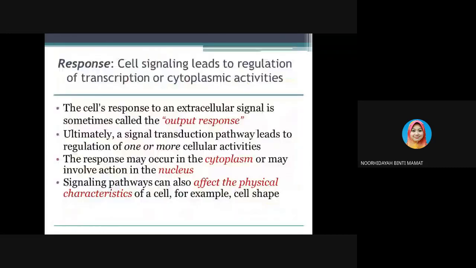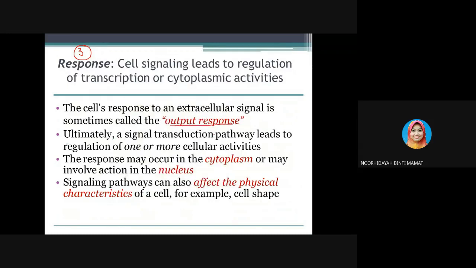So we go to the third pathway of cell signaling, which is the response. Just now we were talking about reception and transduction. So here is the last step in cell signaling, which is response. Cell signaling leads to regulation of transcription or cytoplasmic activities. The cell's response to an extracellular signal is sometimes called the output response.